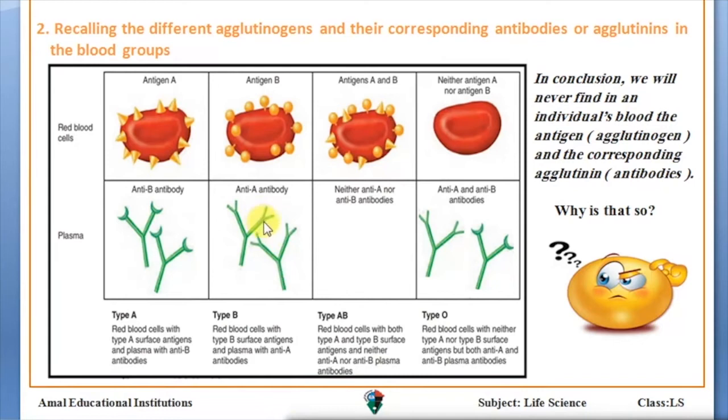Here too, the structure of the anti-A antibody in the plasma of Group B is not complementary to the antigen. On the other hand, individuals with type AB show both antigen A and antigen B on the membrane of the red blood cell. However, in their plasma, we're not going to find any antibody. That is, they have neither anti-A nor anti-B antibodies.